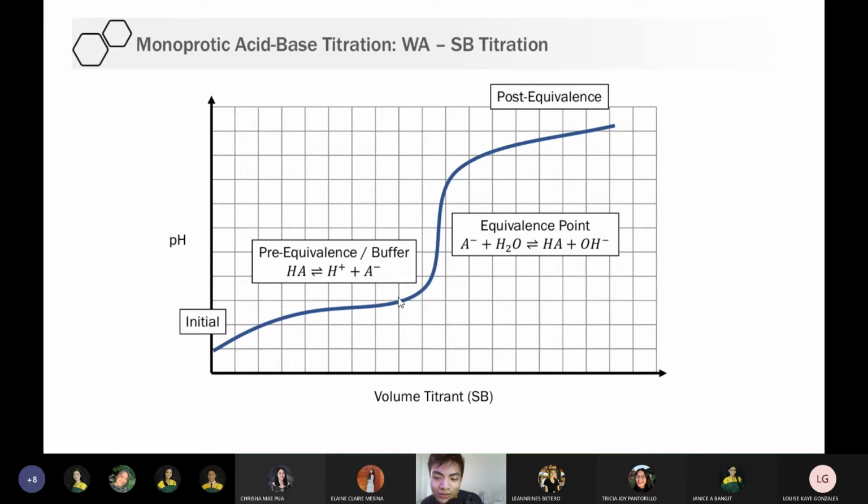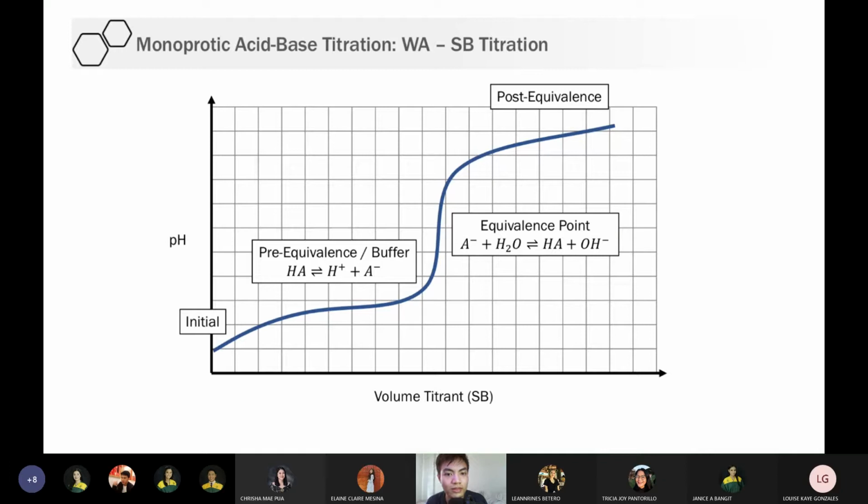Okay, so again, in this region, you have a buffer system, kaya slow yung increase ng pH. And then after that, once the buffer is destroyed, you will have the inflection point. And again, on the inflection point, andun yung equivalence point. Take note that ang ating conjugate base ang nag-exist dito. That's why the pH is higher for this one. Then after that, post-equivalence point.